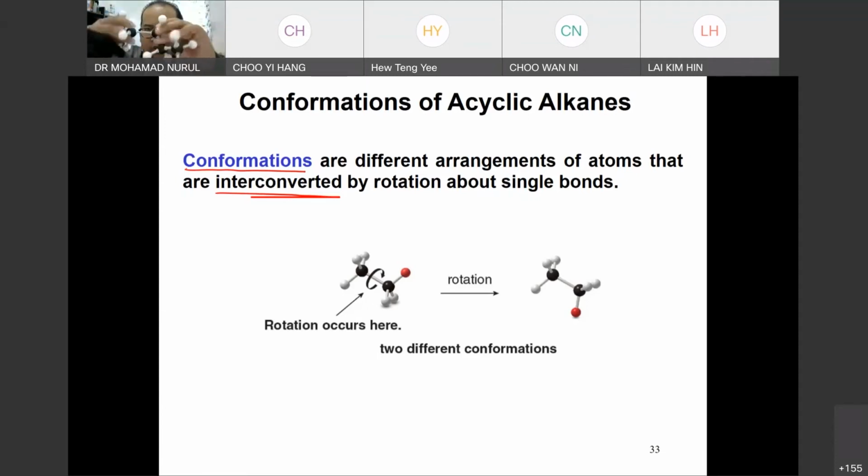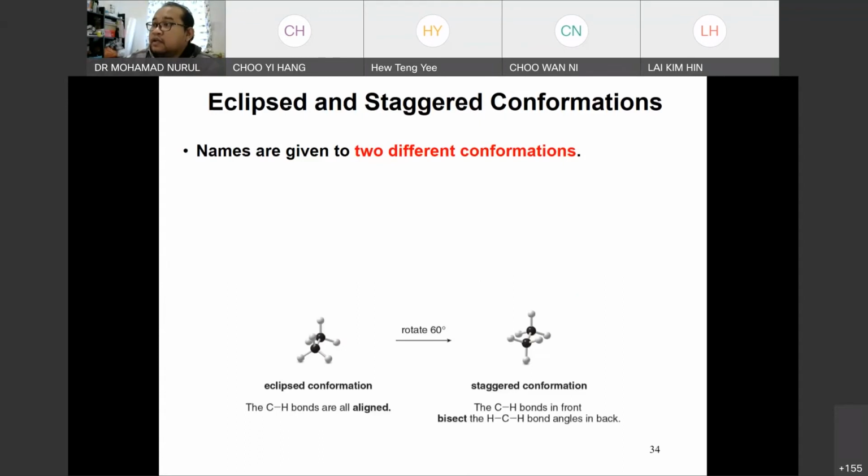Easy to rotate here. And in this case there are two different conformations. The first one is eclipsed. The C–H bonds are aligned. This one is aligned with this one, and this one is aligned with this one. It becomes like this. I'm not sure you can see this one, but it's aligned like this.